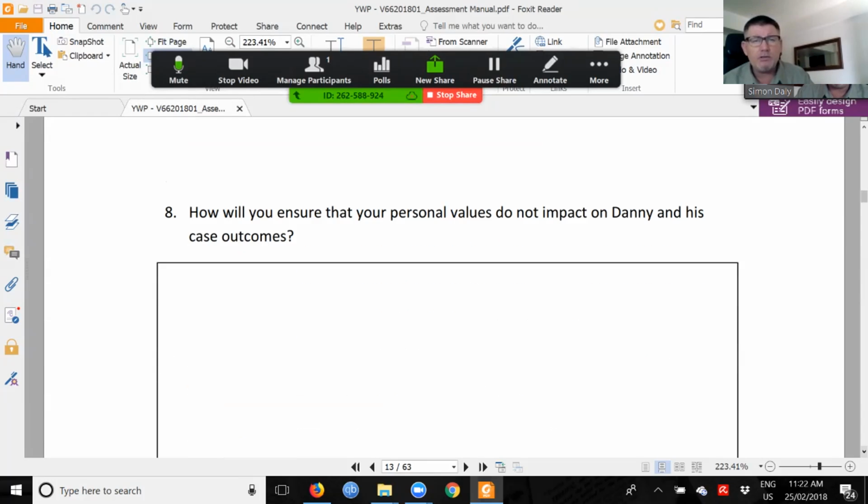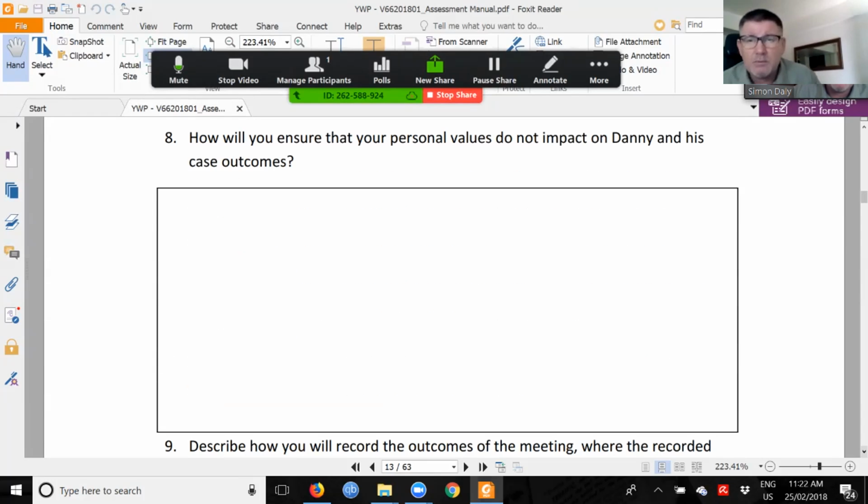Okay, so how would you ensure personal values don't impact on Danny's case outcomes? Well, everything becomes Danny's choice, basically. You might want Danny to get a certain job, but he might not want a job, and you can't make him get one. And if you made him get one and it fails, then maybe that ends up with more of that cycle of Danny not trusting workers because they've let him down. His interpretation of being let down might be that people aren't following and doing what he wants them to do. It's his life. You can't make him into a model citizen. You can give him opportunities that he can either choose to accept or not accept.